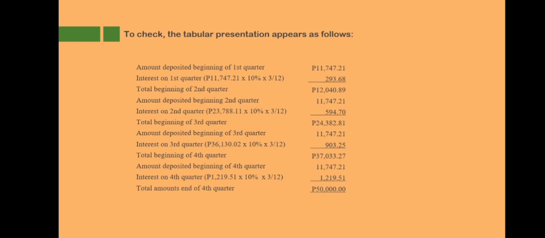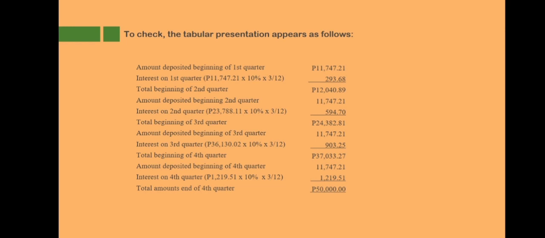And the amount deposited at the beginning of the second quarter is 11,747.21. If you add this 12,040 and 89 cents and the 11,747 pesos and 21 cents, it becomes 23,788. And if you get the interest of 23,788, it is 594 pesos and 70 cents. If you add all of them, you have 24,382.81.